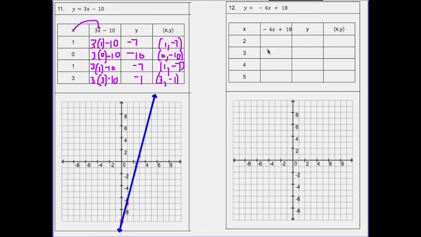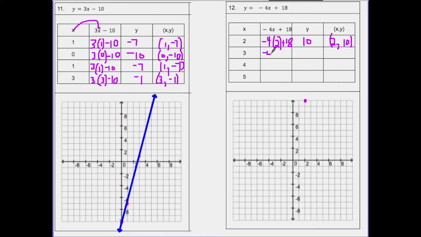All right, last table here, we're going to put in that number for x. Even though there's a -4, you still do it the same way. So put in 2 for x, -4 times 2 plus 18. So you should get 10. So I get 2, 10. I would suggest plotting these points right away. So from the origin over 2, up 10, all the way up here.